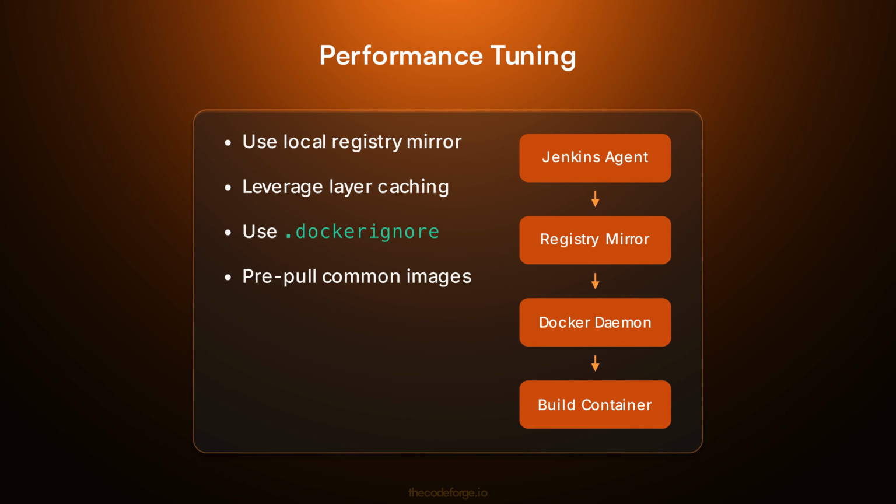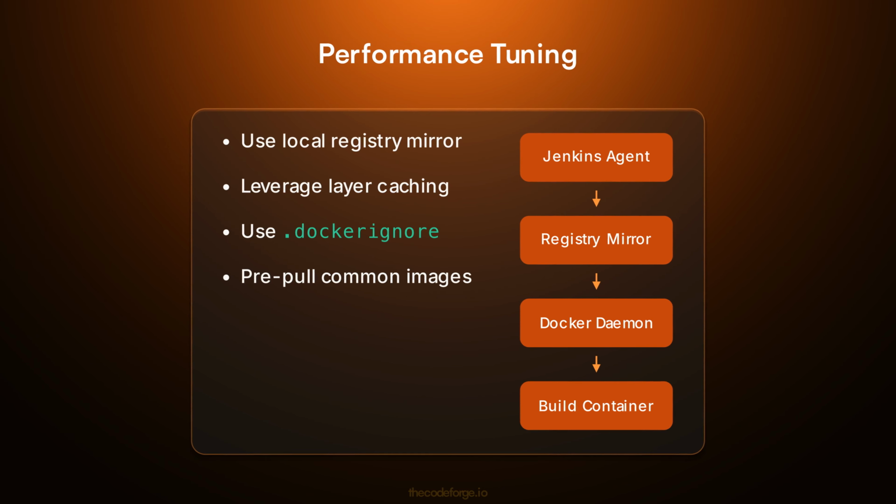To speed up Docker builds, use a local registry mirror or pull-through cache. Leverage layer caching with cache-from. Use .dockerignore to reduce build context and pre-pull common images on agents.